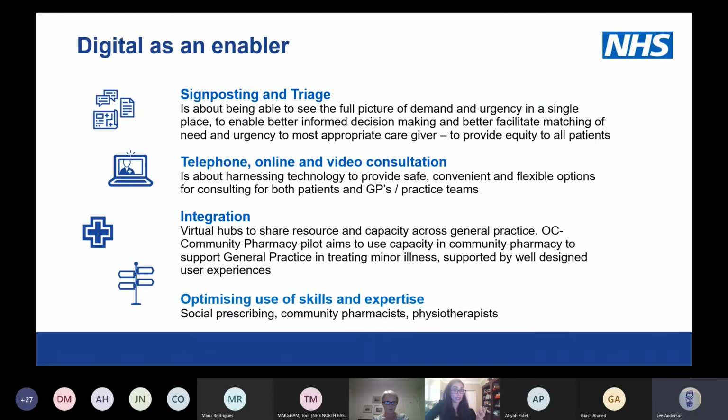And this is a journey to develop each of these, but there are some great examples across London. We're seeing virtual hubs being developed where PCNs are using shared workforce and capacity to support with management of online consultation requests. There is a pilot to integrate online consultations with community pharmacy to redirect minor ailment queries automatically to the right place. If we could move on to the next slide, please.